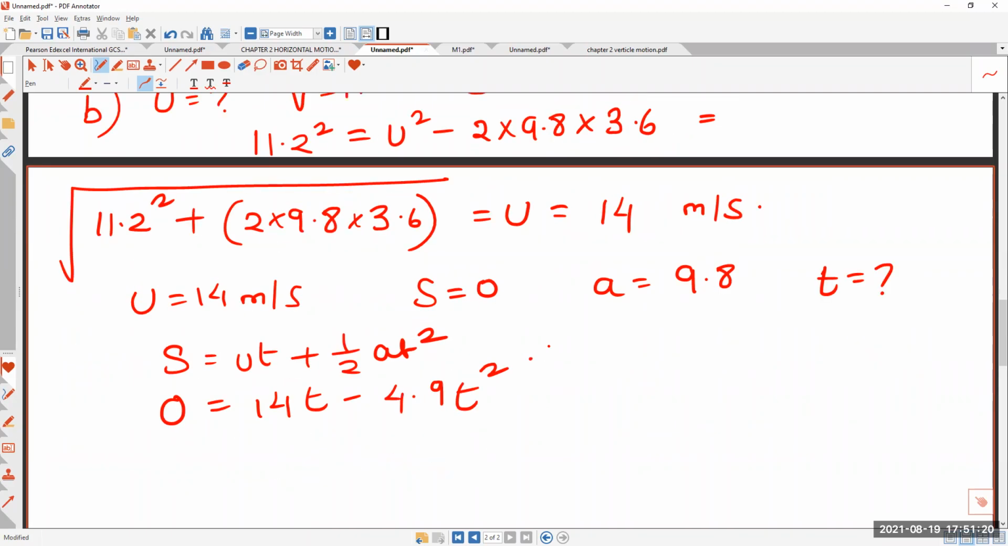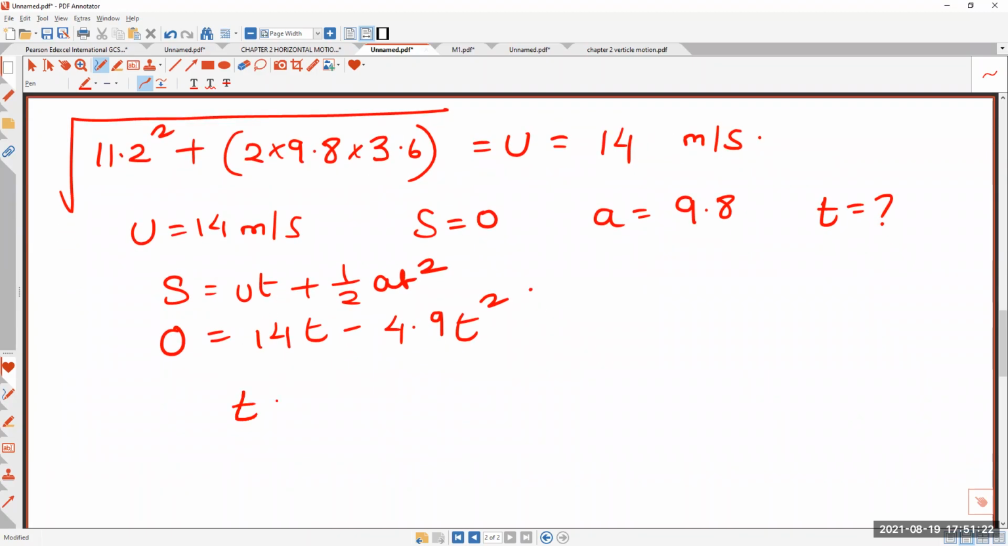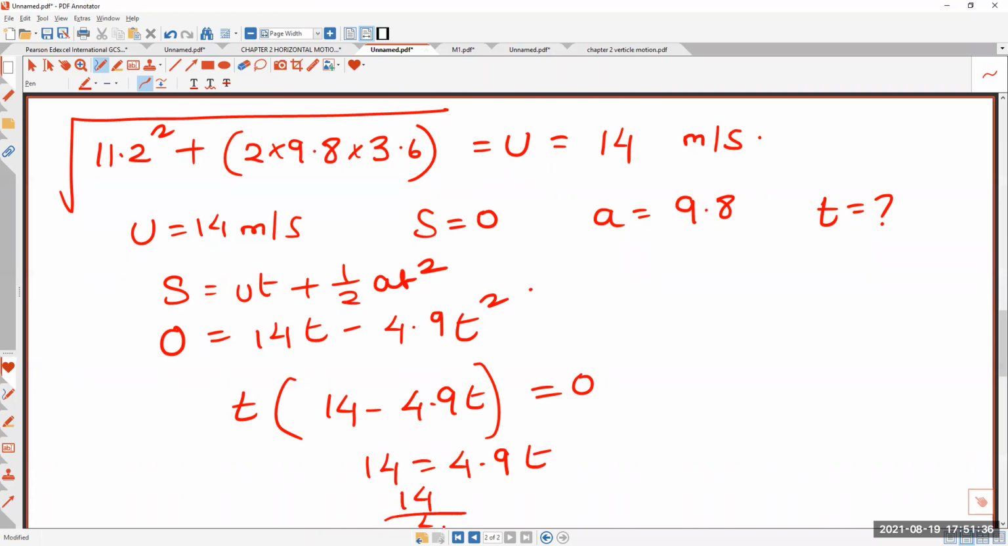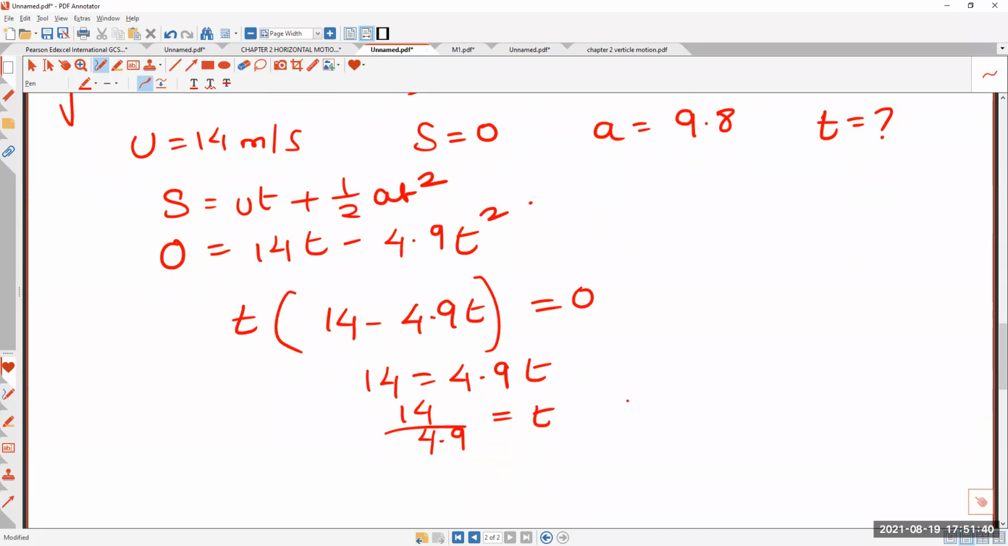Clear? t কে কমন করো। t কে যদি কমন করো it will be 14 minus 4.9t is equal to কি 0. So 14 is equal to 4.9 t. 14 divided by 4.9 is equal to t. How much is it? 2.8 second নিছে to complete the whole journey. Clear? Everyone is clear on this?